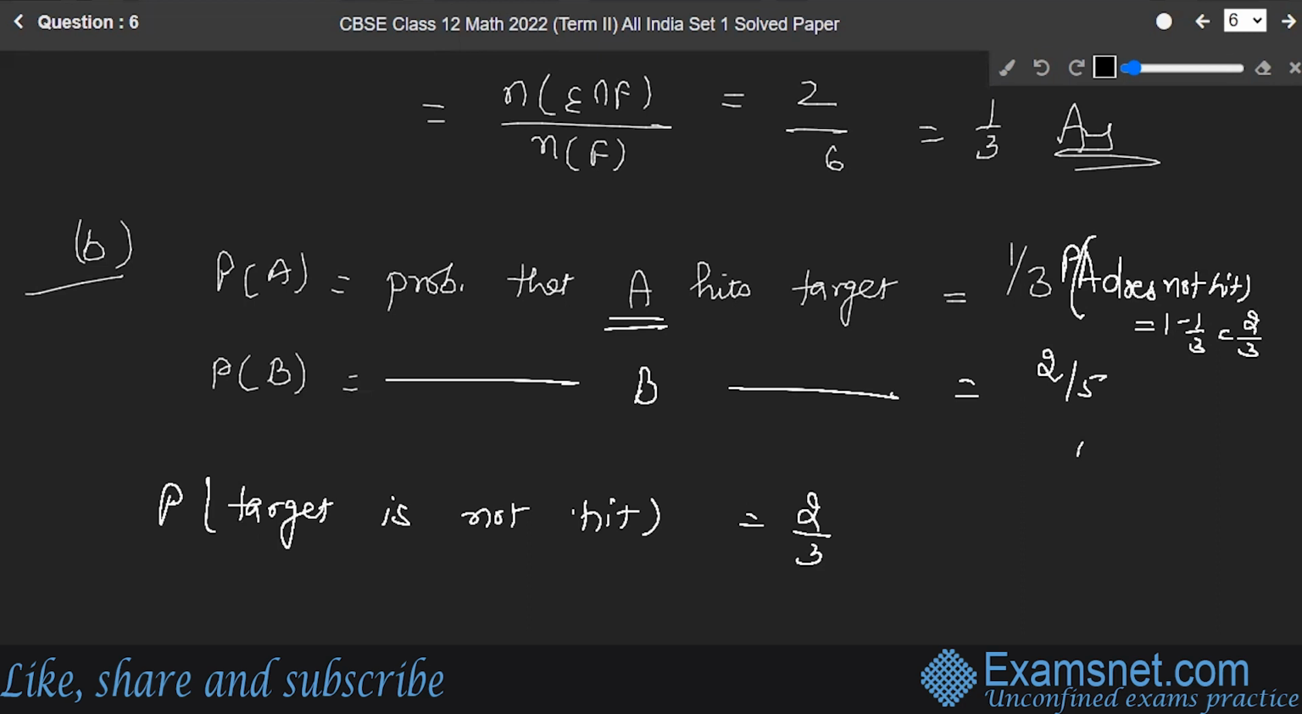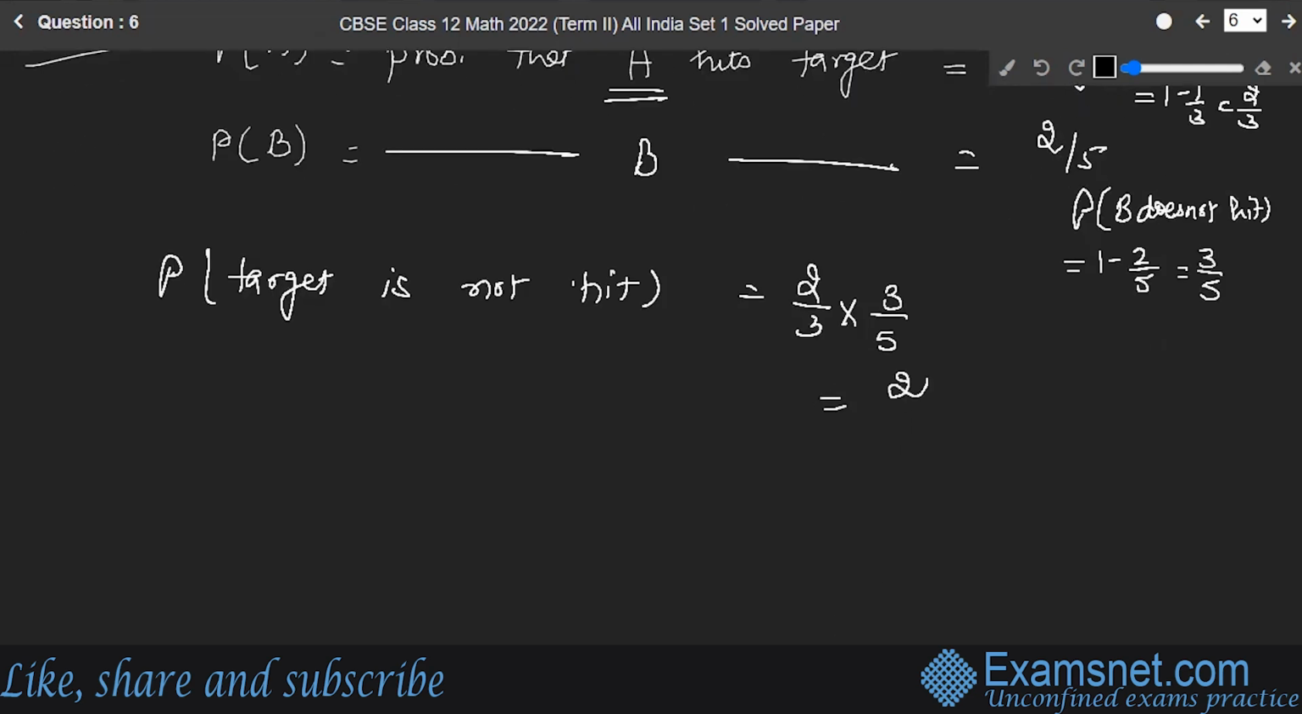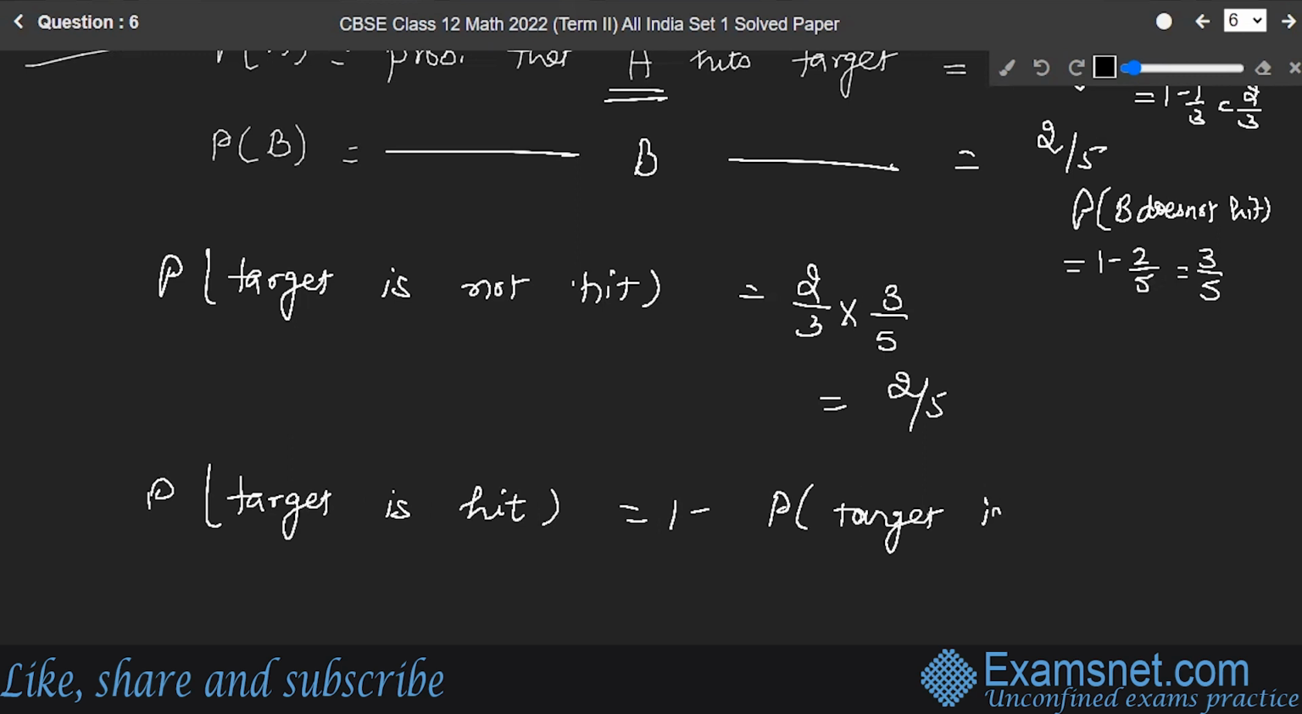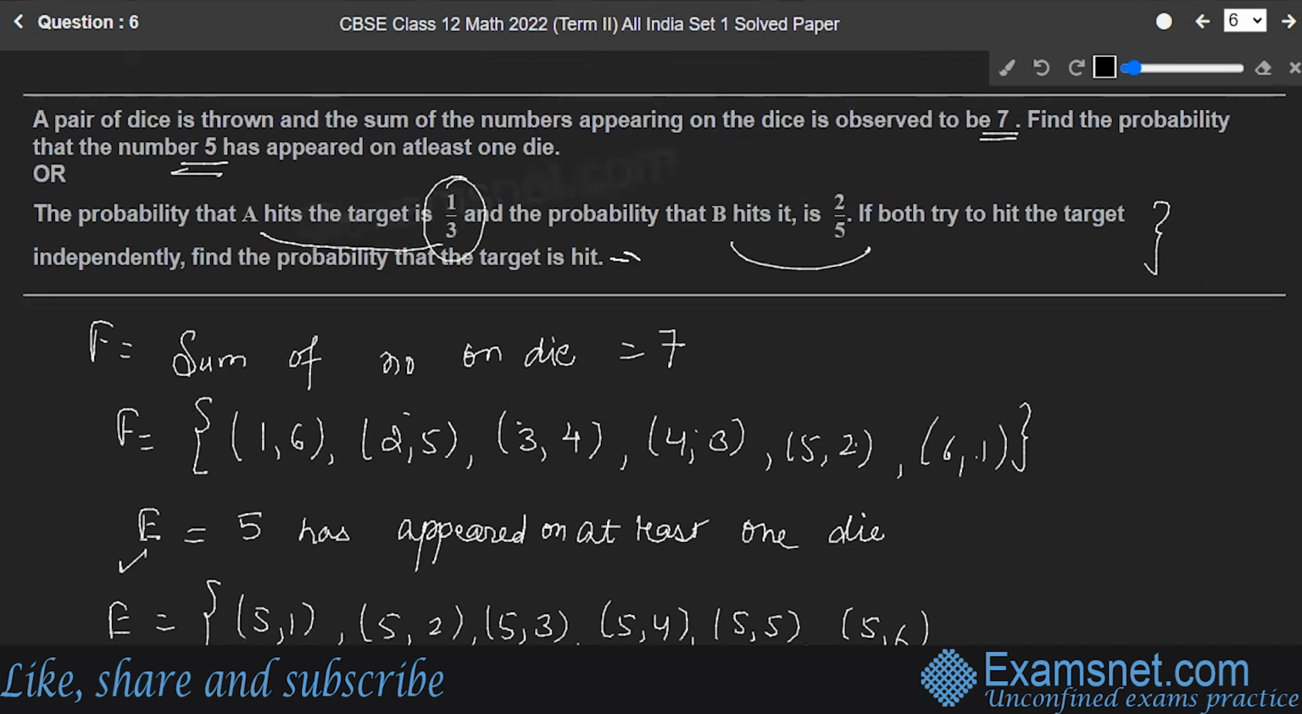And the probability B does not hit is 1 minus 2/5, which is equal to 3/5. So this is equal to 2/3 into 3/5, which is 2/5. Therefore, the probability the target is hit is 1 minus the probability the target is not hit, 1 minus 2/5, which is 3/5. Right. So this is the answer to the question. The probability that the target is hit is 3/5. Hope you have got that.